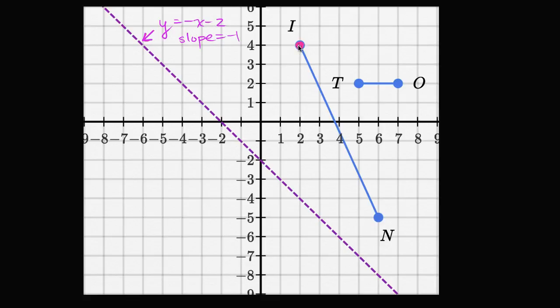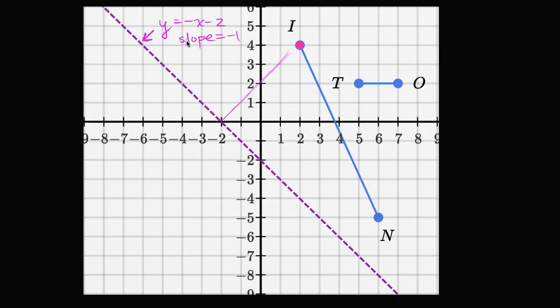So I want a line that goes through point I that is perpendicular to this line, and I want to drop it to the line that I'm going to reflect on, and then I want to go the same distance onto the other side to find the corresponding point in the image.